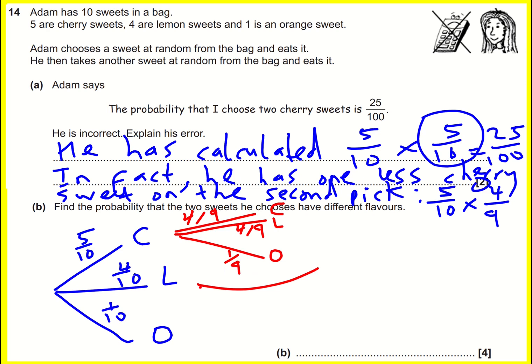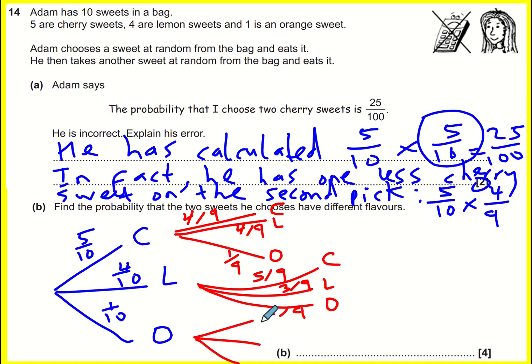I'm just going to make my tree diagram a little bit strange because I want to be able to fit it in. So let's say he picks a lemon, but then he picks either cherry, lemon, or orange. Cherry now would be 5 over 9. Lemon would go down to 3 over 9. And orange would be 1 over 9 again. And then finally, for orange, we've got cherry, lemon, orange again. We'd have 5 over 9, we'd have 4 over 9, and actually this branch would not exist. So that is my tree diagram in full.